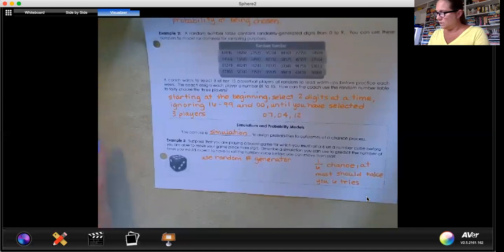So you can use a random number generator. That would be perfectly fine. And you would have a 1 in 6 chance. So at most, it would take about 6 tries to get that done.